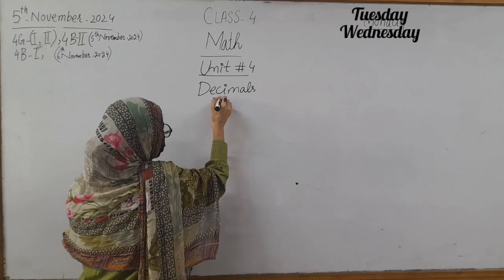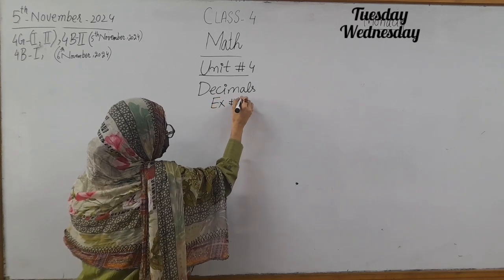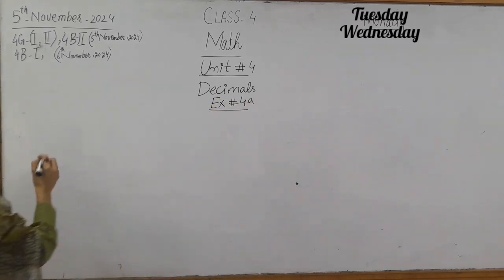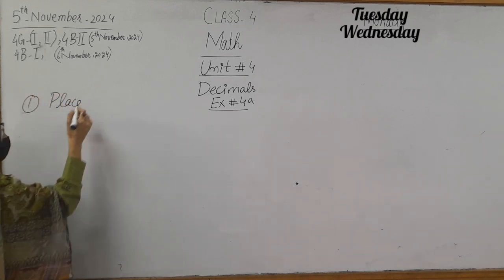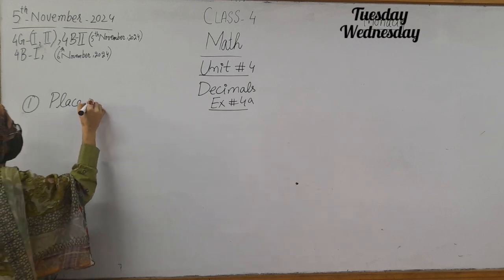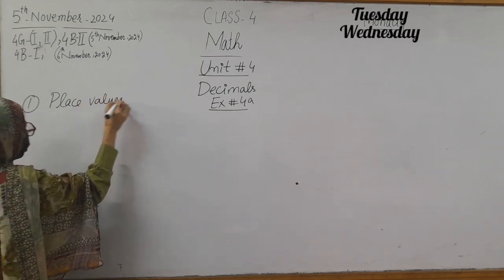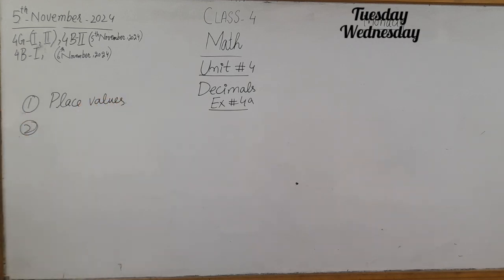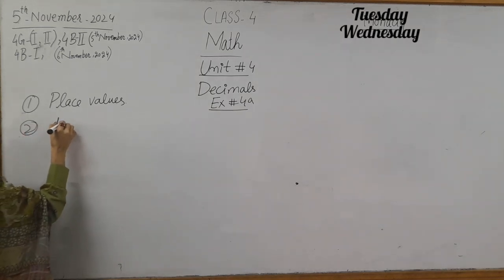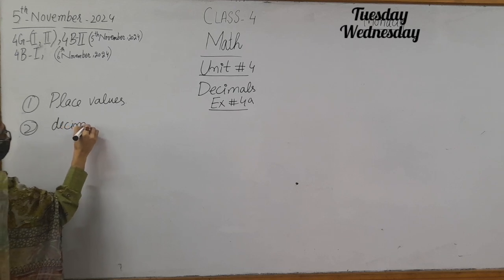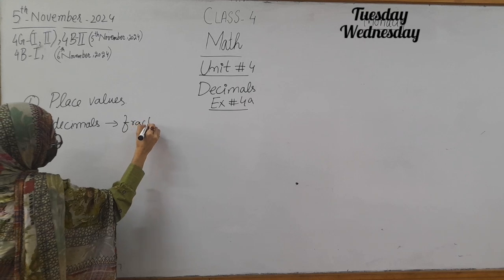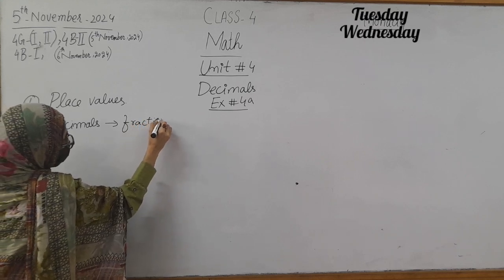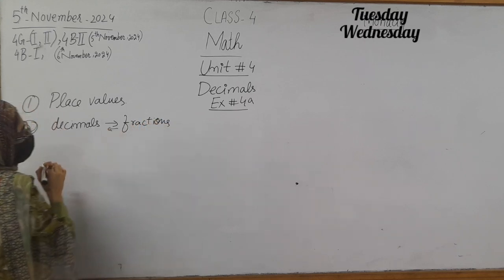In exercise 4A, we have already done the concept of place values, how you put the values in the place value tables. Secondly, you have been taught how we convert decimals into fractions and fractions into decimals.